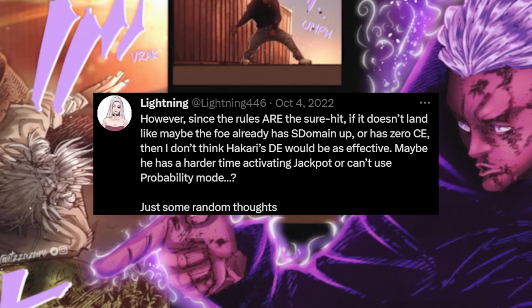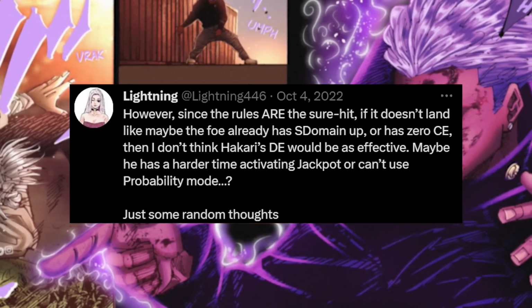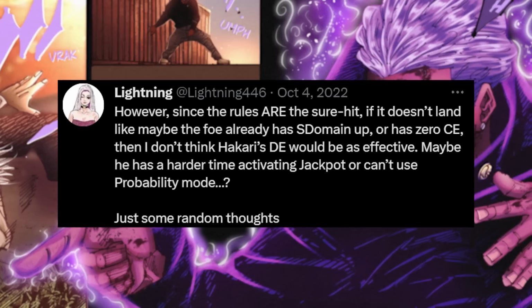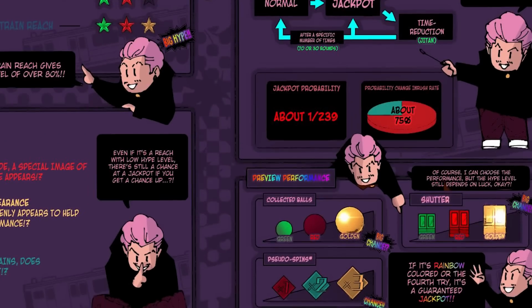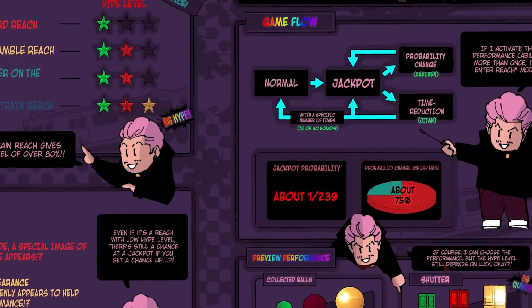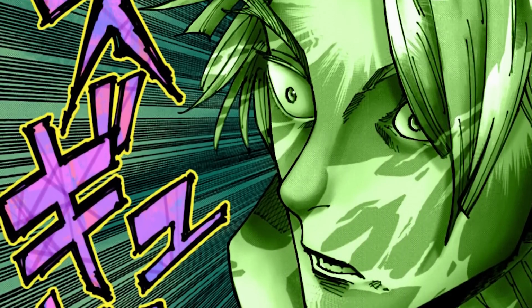They also mentioned if Hikari's sure hit were to fail against something like a precasted simple domain or an opponent with zero cursed energy like Maki or Toji, then his domain expansion would be less effective, as revealing the curse technique gives a buff to the caster, especially since the sure hit itself is the info reveal.